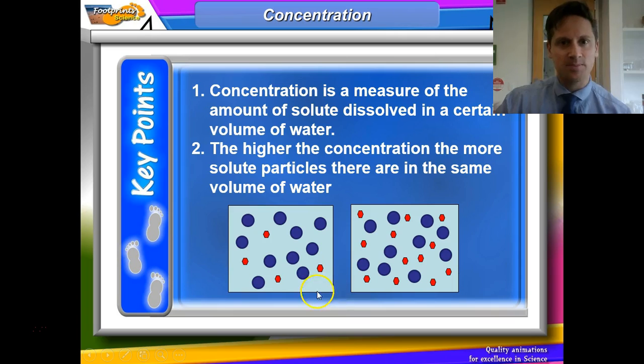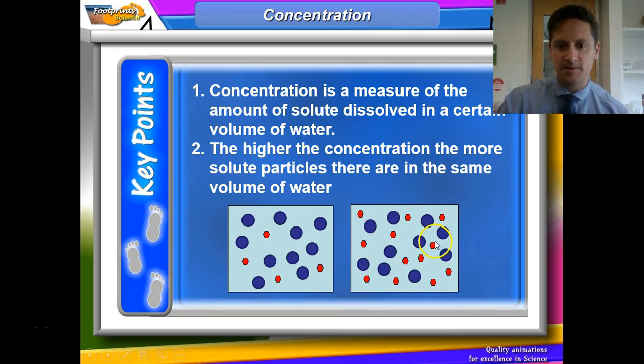Here we've got 2 diagrams. They're not labelled, but I'll explain them. We've got our red solute particles. So in this diagram, we've got 4 of them, and we've got our blue solvent particles. So this picture here is not very concentrated because it's only 4 solute particles compared to 10 solvent particles. But on the right hand side one, there's 3 times as many.